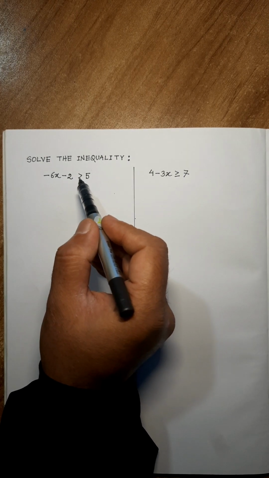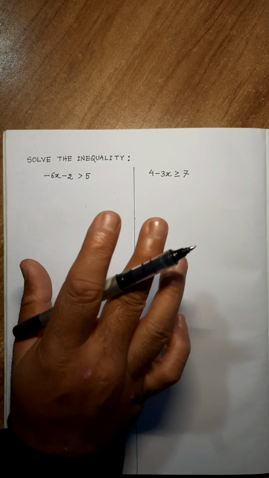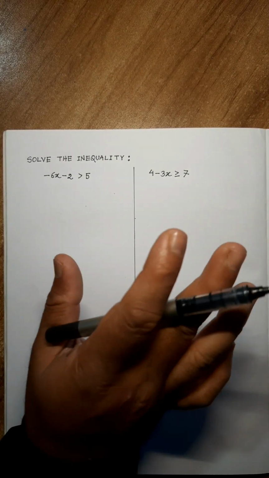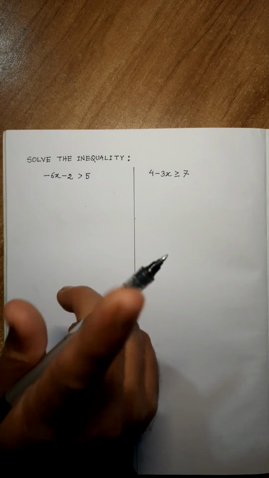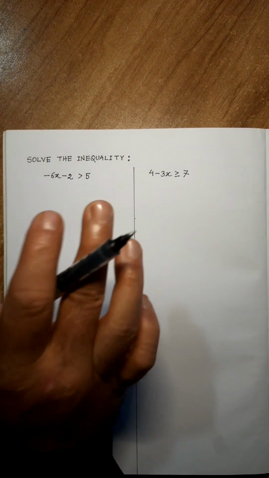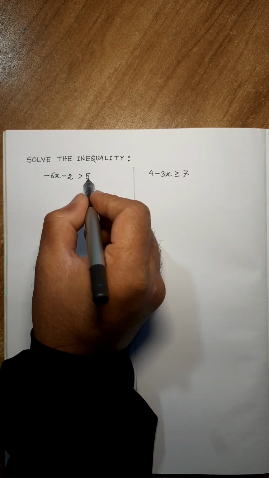Now this greater than sign is almost like the equal sign. So we are going to treat this as an equation, but not every rule of equations will apply here. There is an exception which we are going to learn later. So let's treat this like an equation first. So minus 6x minus 2 is equal to 5.